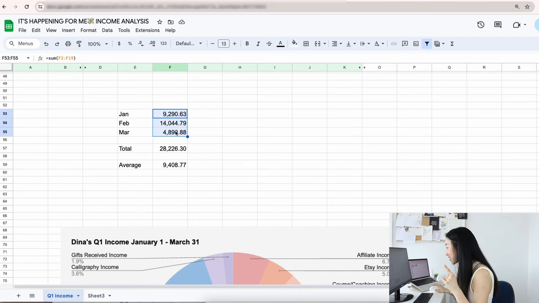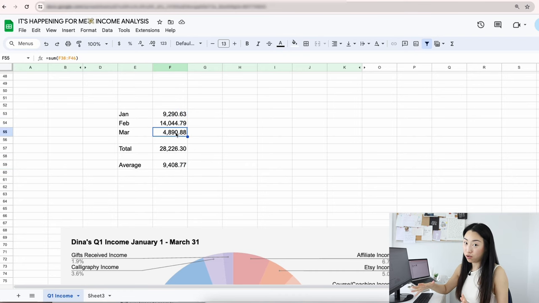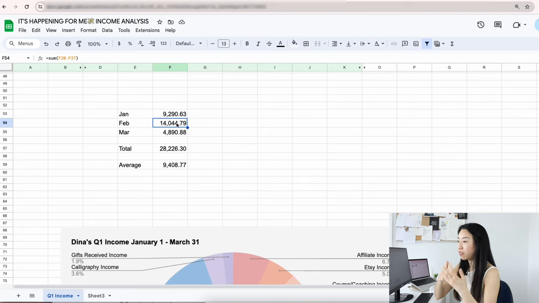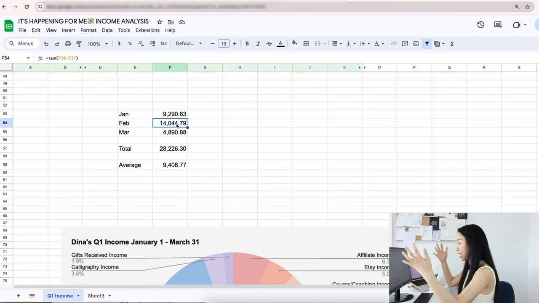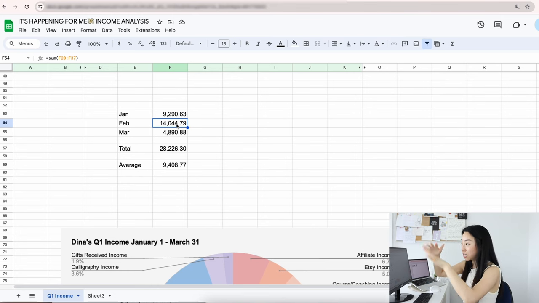I want you to take a look at this. The income is really up and down. On average, it's about 9,000, but you get a contract for something and they pay you all at once, either at the beginning or at the end. And this is what happened in March, where I got a huge payment from a company for several months of work in one lump sum payment. So that's why the income is like that. It's not so consistent. It's really up and down because of these contracts.